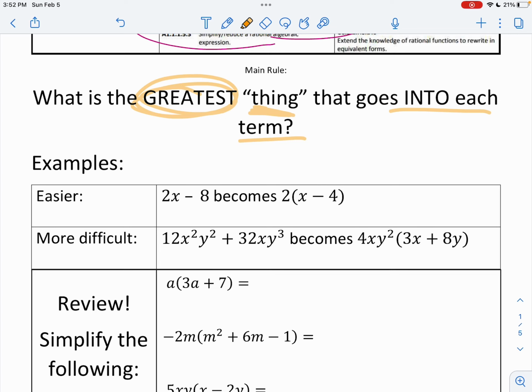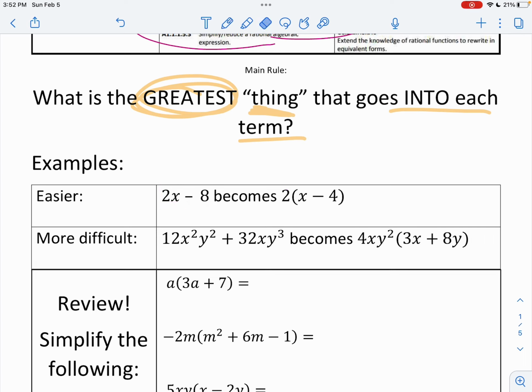So for example, let's say we have a binomial 2x minus 8. Well, what goes into 2x that also goes into 8? What are factors of 2x and 8? Well, the biggest thing or the largest would be a 2. So you divide each of these items by 2, you put the 2 out front, and you're left with x minus 4.